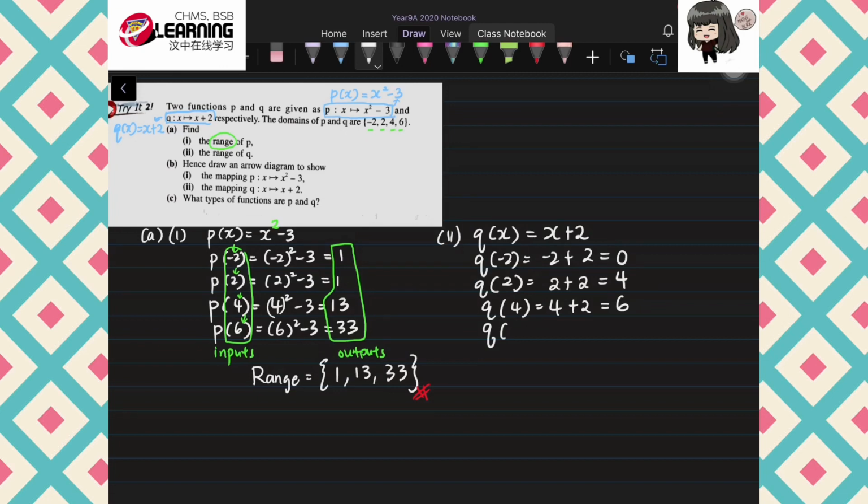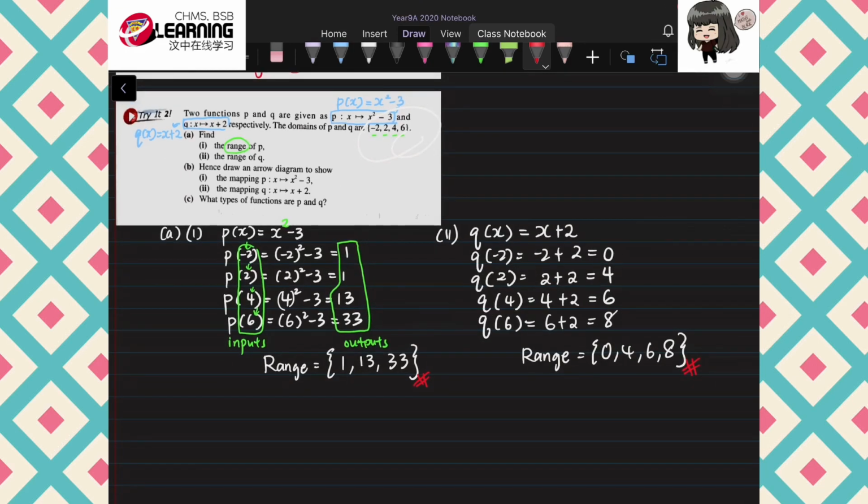And if you sub your x as 6, okay, -2, 2, 4, 6 come from the question, huh? Then 6 plus 2 will be equal to 8. So all your outputs are already here, which is also your range. So your range of Q is 0, 4, 6, and 8. So this is your range.